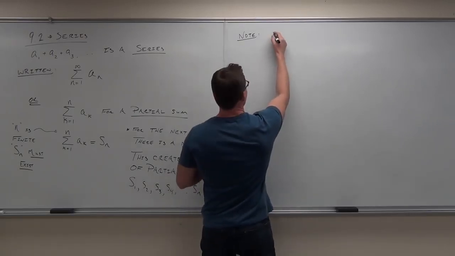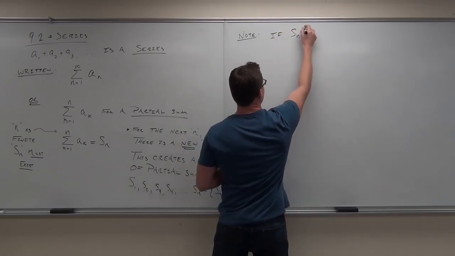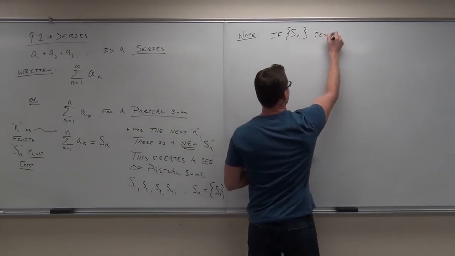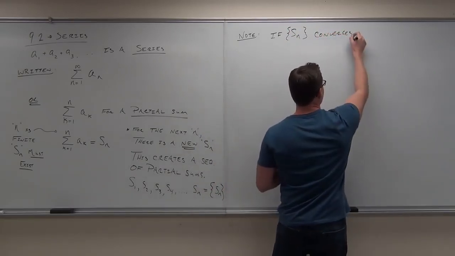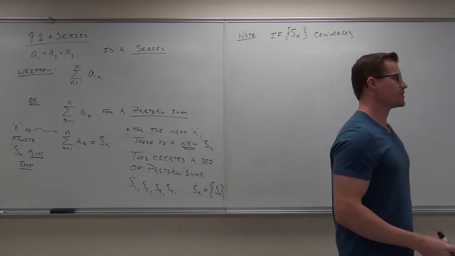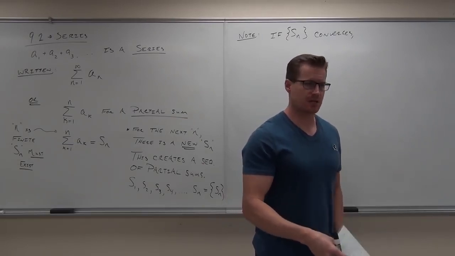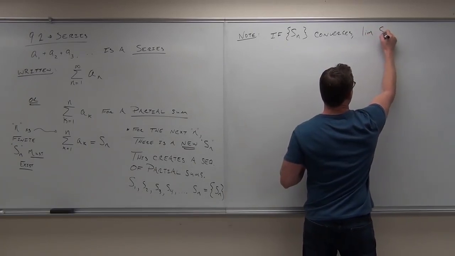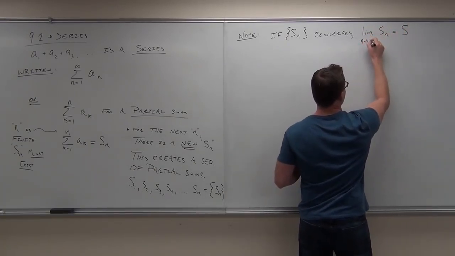What we know is that if the sequence of s sub n converges, then the limit of s sub n will have to exist. So this, by definition, our limit of s sub n would equal, let's call it s, as n goes to infinity.